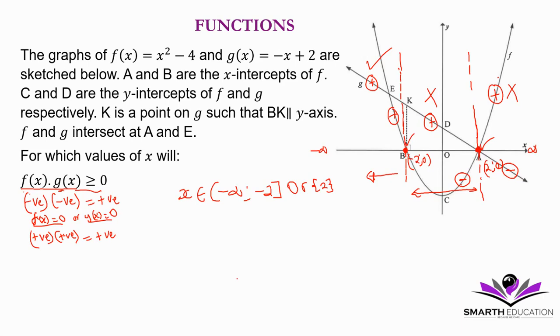Or you can say when x is less than or equal to negative 2, because from B going to the left, the two graphs are positive. And then or when x is equal to 2. 0 times 0 there will give us 0. You can write your solution like this or like this.